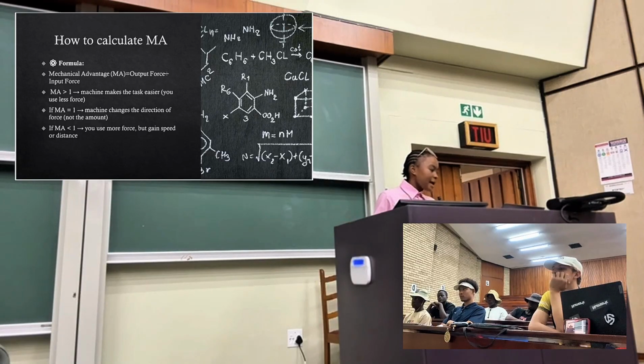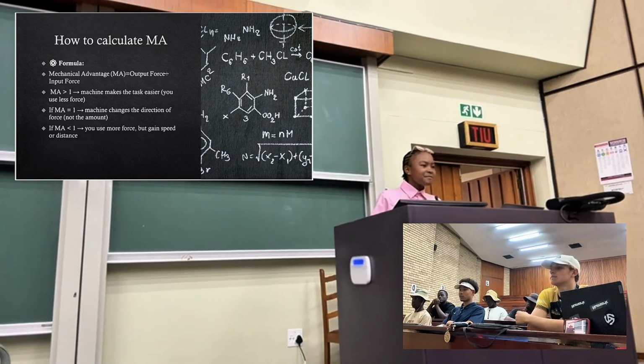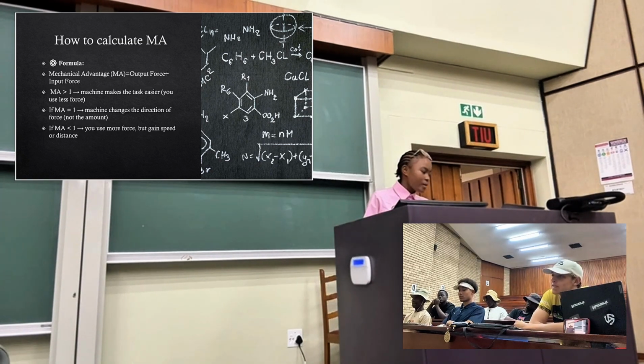MA, being mechanical advantage, equals output force divided by input force. If the mechanical advantage is greater than 1, then the machine makes the task easier.